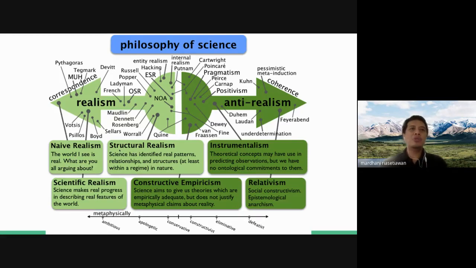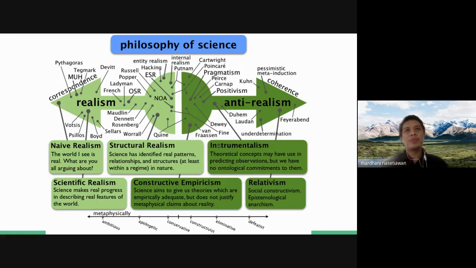And then we also have structural realism. Science has identified real patterns, relationships, and structures in nature. So it means everything is real, but real in pattern, relationship, and structure. That's why in big data analytics, for example, we want to see the pattern. But to say that it's real, that's where the problem is. Why is it called structural realism? Structural means it has form, pattern, and structure, something that gives us deeper information.